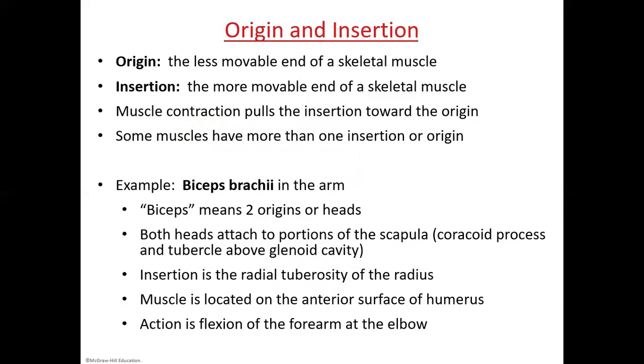Now, some muscles can have more than one of these, like the biceps has 2 heads and the triceps has 3 heads. That's what cep means, head, and bi means 2. So the biceps has two origins. Both of the heads attach to portions of the scapula, in this case for the biceps, and the insertion is on the radius. And then the muscle is located on the anterior surface of your humerus.